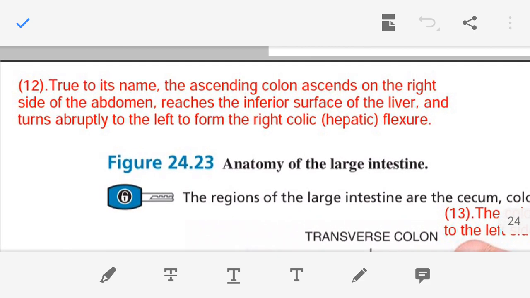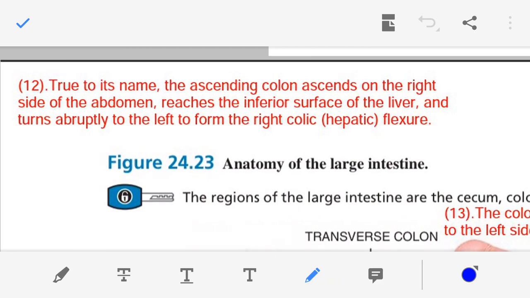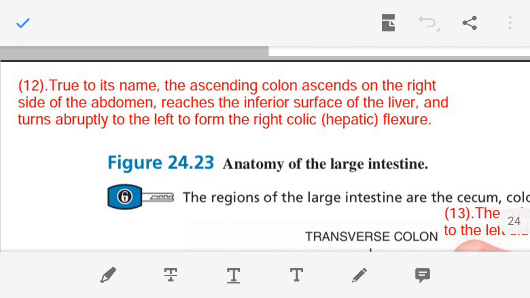Then this ascending colon turns abruptly. Abruptly means suddenly, immediately. It is making a turn to the left side, and the curved part of the colon, the turning part of the colon, is known as the right colic flexure or the hepatic flexure.